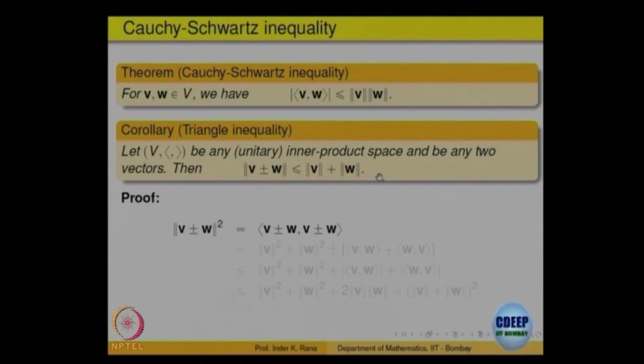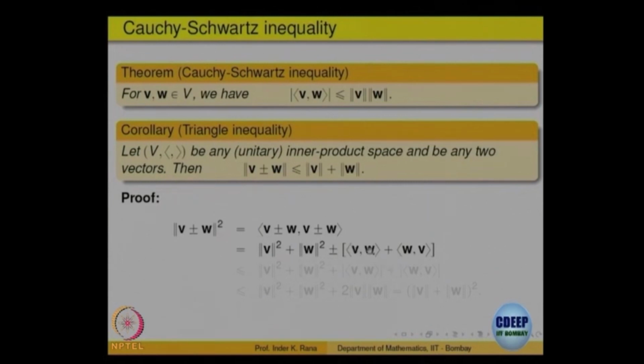That proof is simple and straightforward, because if I look at the square of the left hand side, I can write it as the inner product of the same vector with itself, and now expand using the properties of the inner product. So, v and v will give you norm v squared, w and w will give you norm w squared, plus the cross product terms.